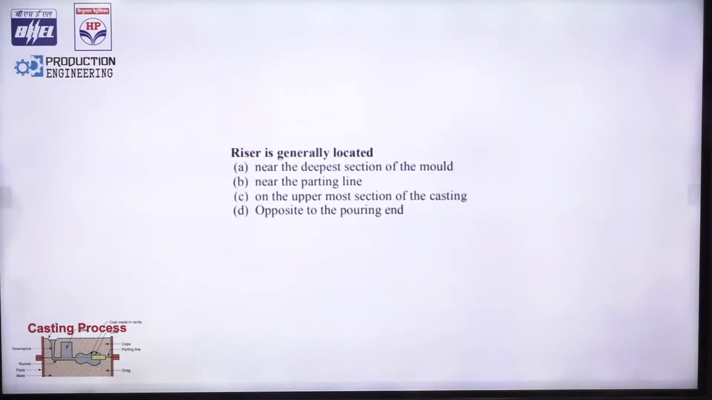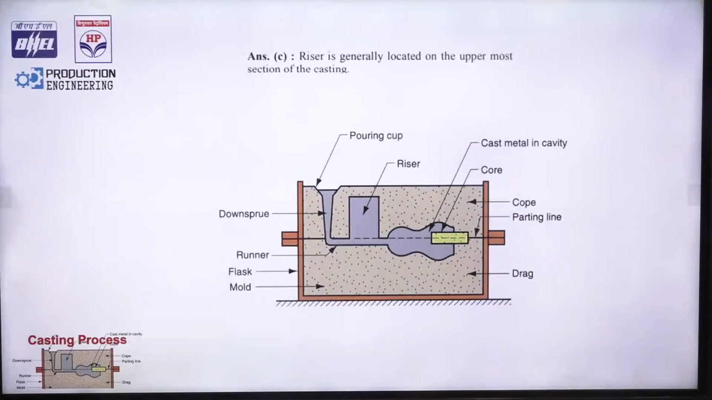Where is the riser located? Where do you locate the riser? Parting line, uppermost section of casting, deepest section of the mold, opposite to pouring end. Where do you think it should be located? There is a top riser, there is a side riser, and the riser is located at the uppermost section of the casting. Can you see this? There is a side riser also. Normally top riser.